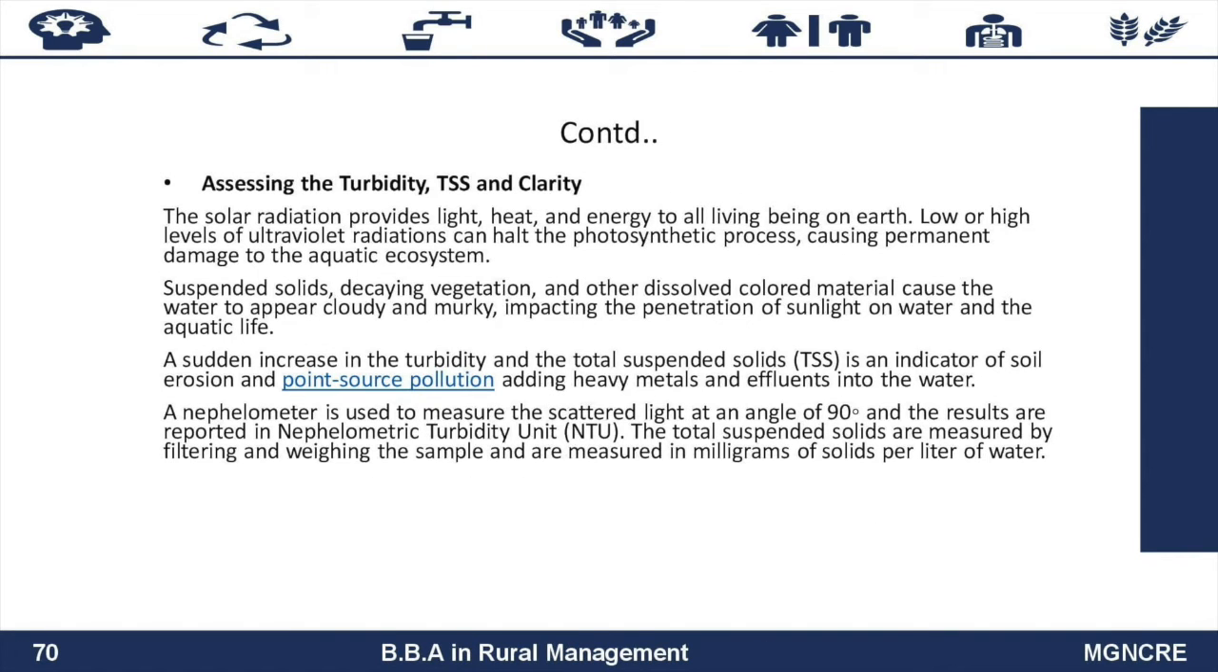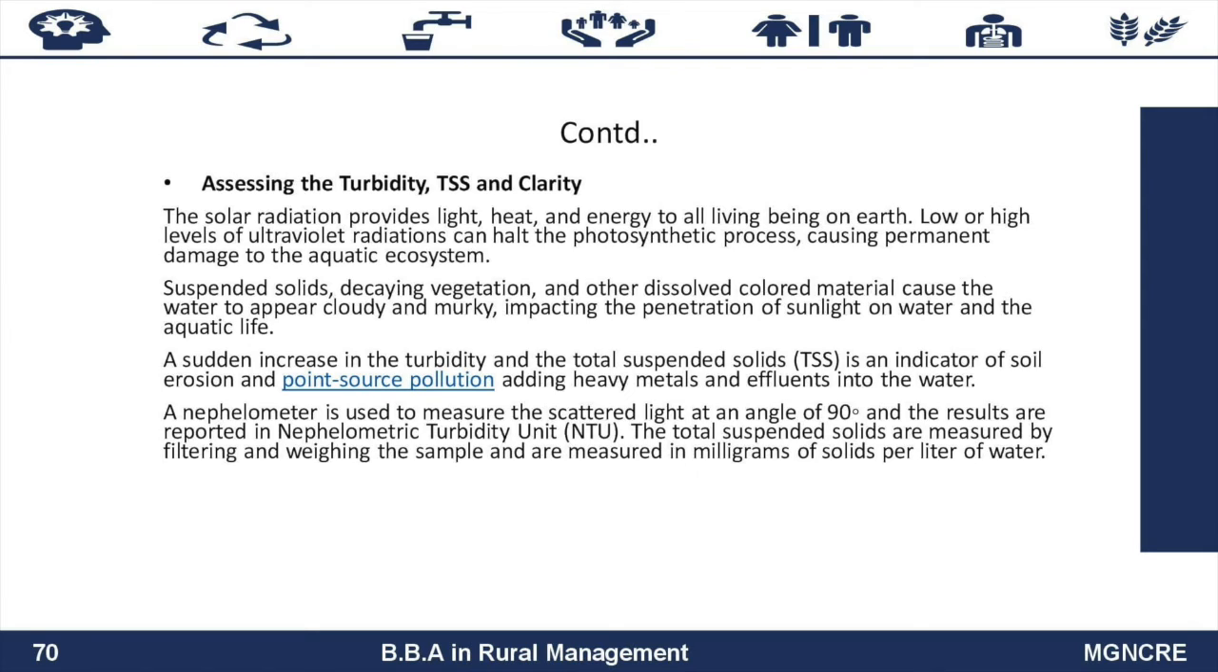And the last way is assessing the turbidity, TSS, and clarity. Solar radiation provides light, heat, and energy to all living beings on Earth. Low or high levels of ultraviolet radiation can halt the photosynthetic process, causing permanent damage to the aquatic ecosystem. Suspended solids, decaying vegetation, and other dissolved colored materials cause the water to appear cloudy and murky, impacting the penetration of sunlight on water and the aquatic life.